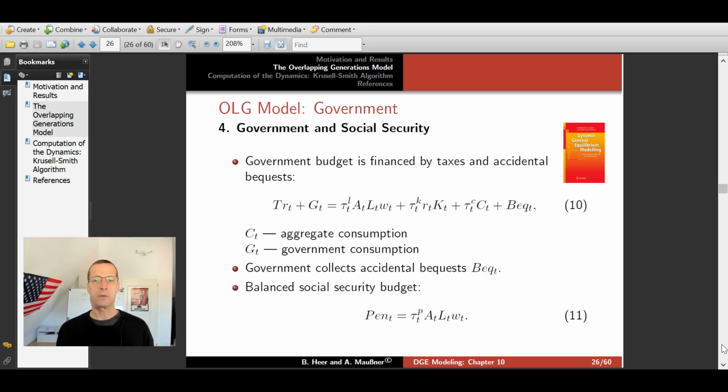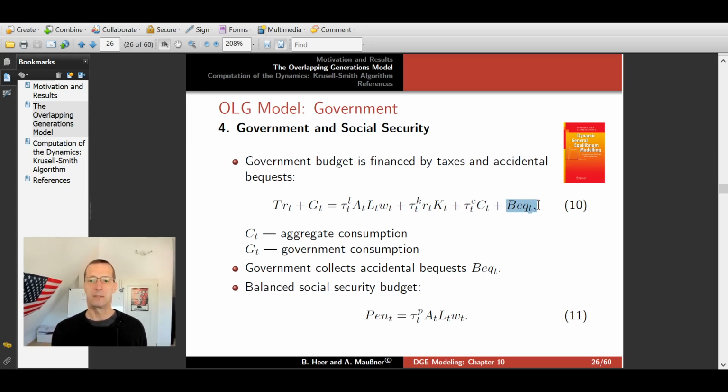Finally, we have the government sector. The government sector is described by equation 10, so the fiscal budget is balanced. Expenditures amount to transfers plus government consumption, and we will set government consumption to 18% of non-stochastic steady state output, so that government consumption in our model is constant. And government consumption is financed by labor income taxes, capital income taxes, consumption taxes, and the government also collects accidental bequests.